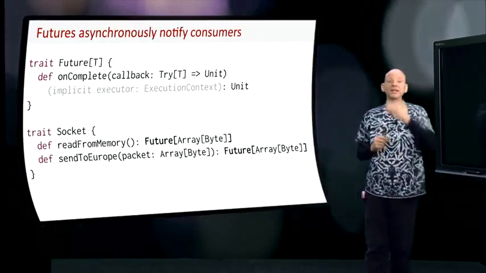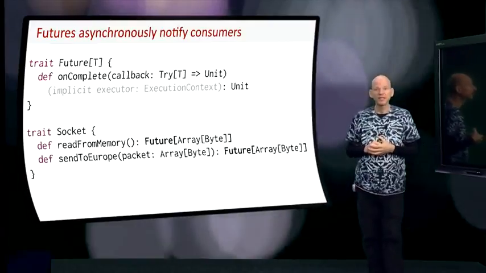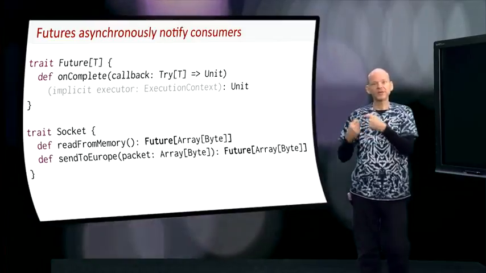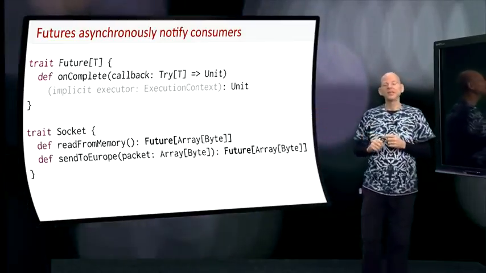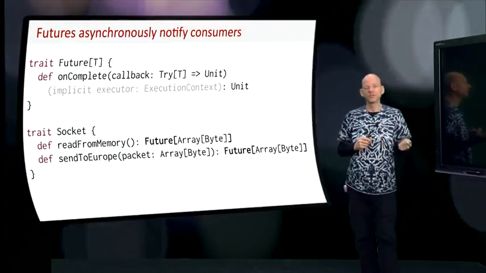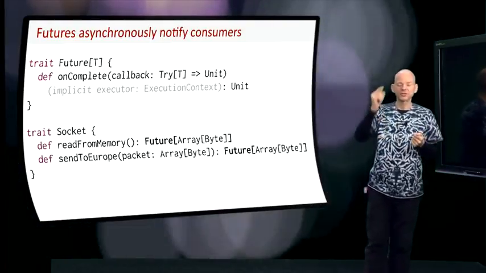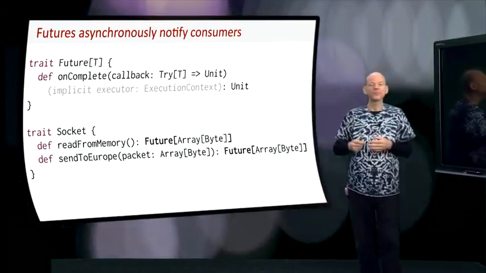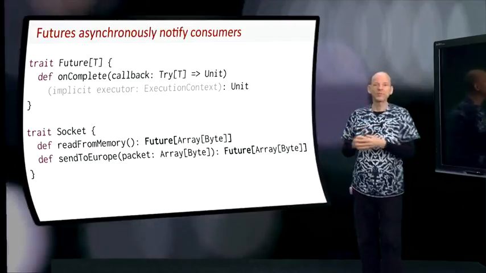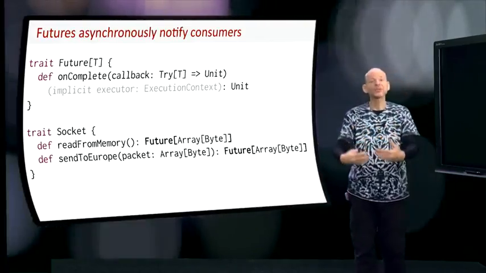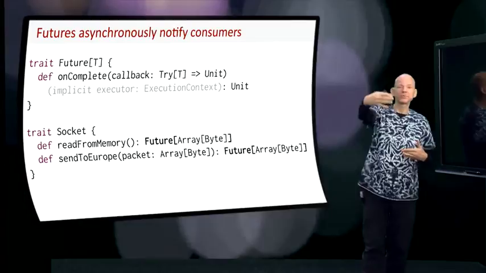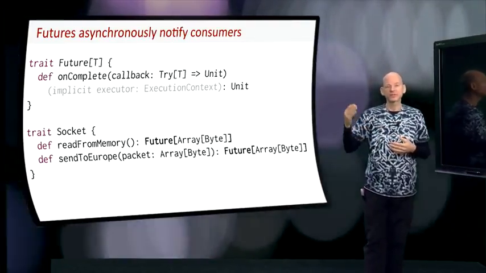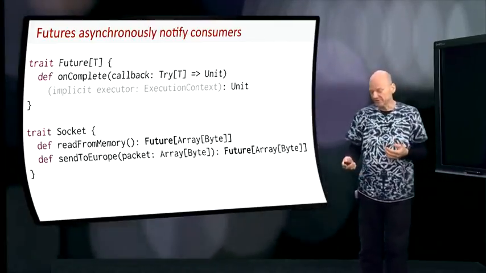Given this type Future of T, let's adapt our types to show that reading from memory, and especially sending packets from the US to Europe, can take a long time. So now the signature of readFromMemory gets a Future of Array of Bytes, meaning this will be a computation that takes a long time, so we have to provide a callback to that. And sendToEurope is the same thing. It returns a Future of Array of Bytes.